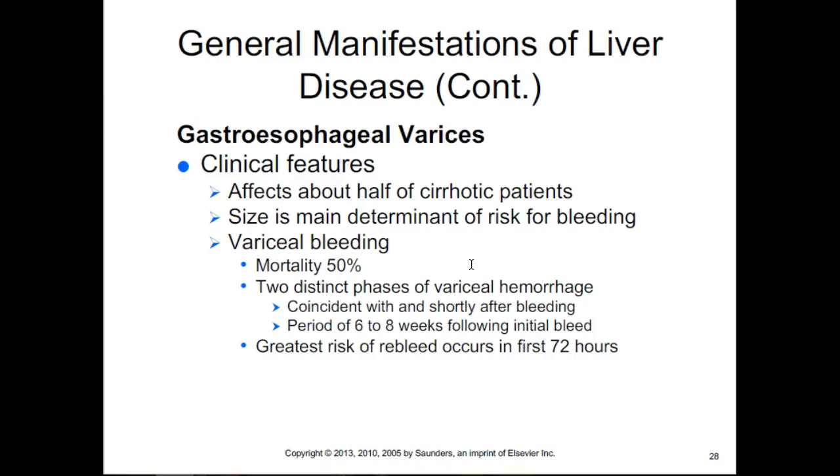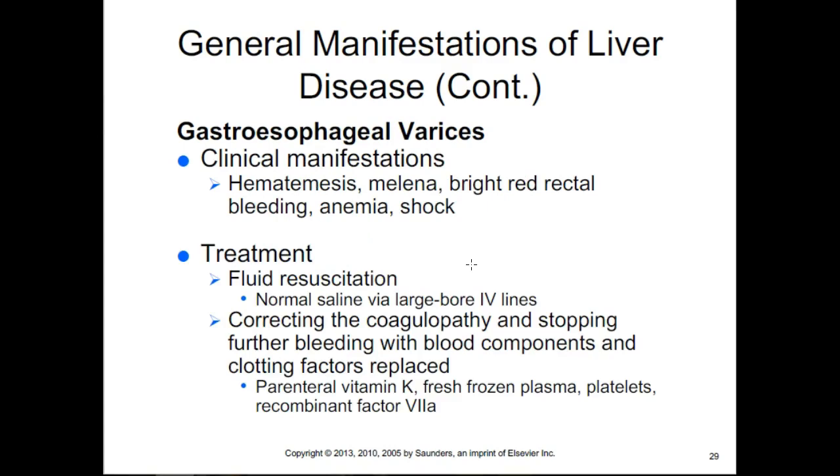Right, so some of the clinical features: it affects about half of patients with cirrhosis. The size is the main determinant for bleeding. So you might have variceal bleeding, and the mortality of variceal bleeding is up to 50%. There are two distinct phases of variceal hemorrhage: coincident with and shortly after bleeding, or a period of 6 to 8 weeks after bleeding. The greatest risk of rebleed occurs within 72 hours.